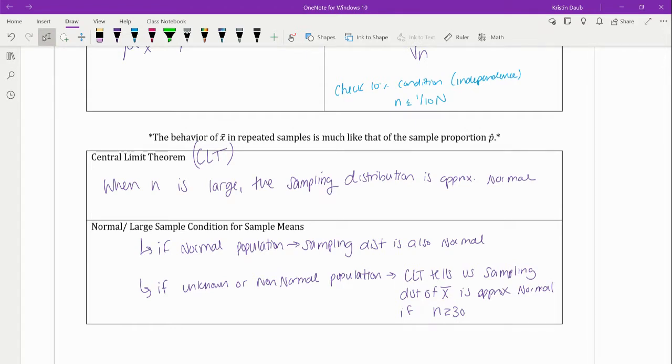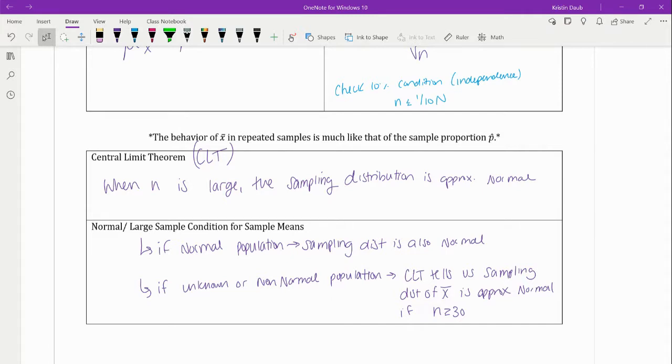The central limit theorem tells us that when n is large, the sampling distribution is approximately normal. So if my sample size is large enough, then my sampling distribution is approximately normal. The key number here for the central limit theorem is 30, and we'll put that in the next box. So essentially, before we can run all of the calculations and use our normal distribution and everything like we've done before with our sample proportions, we need to check and see if we have a normal sampling distribution. There are two scenarios here.